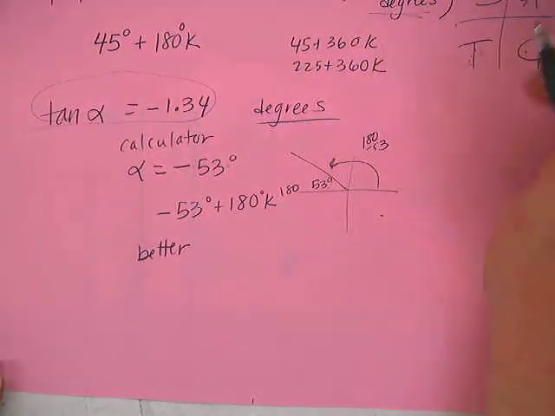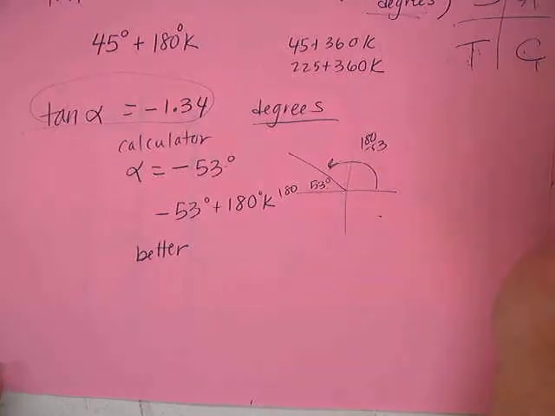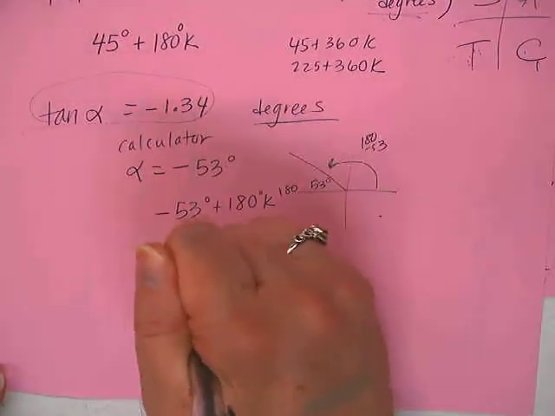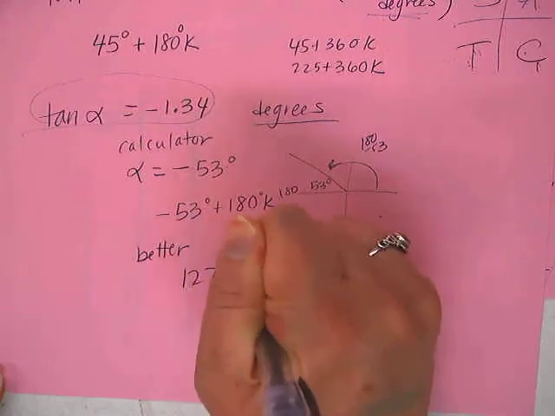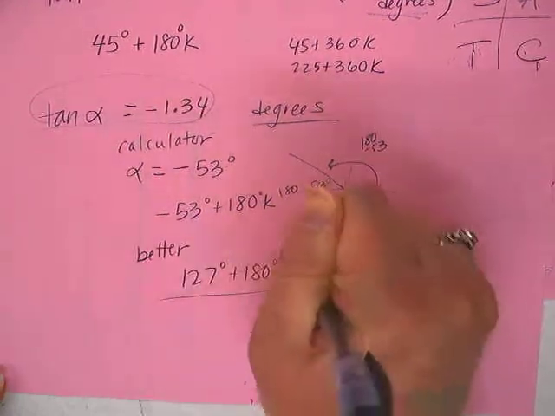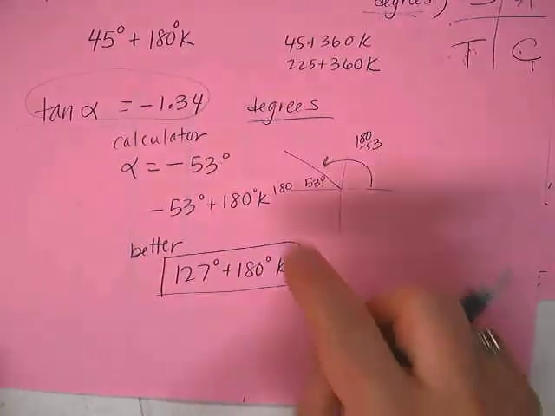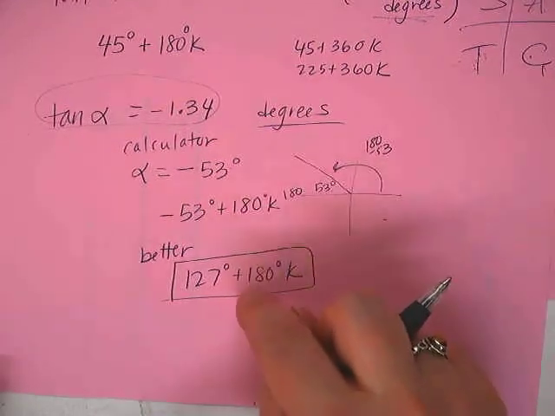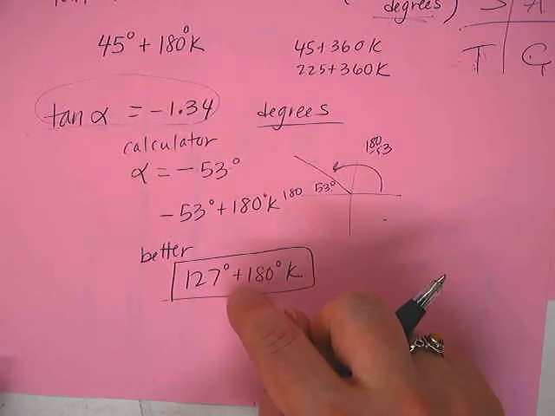How do we find the angle to start with? So what would that be? 127? So 127 plus 180k is a better way of answering that question.